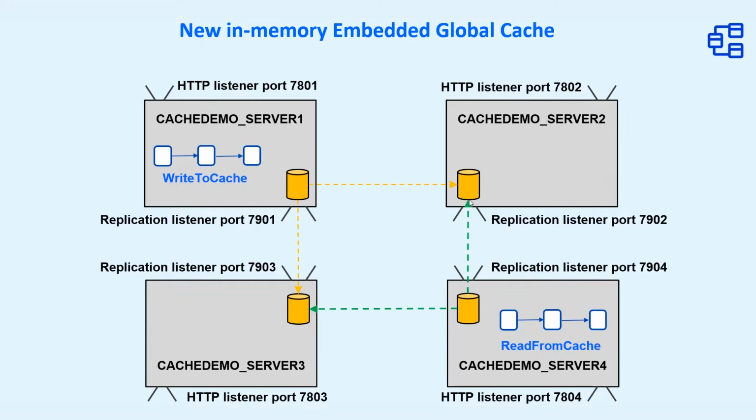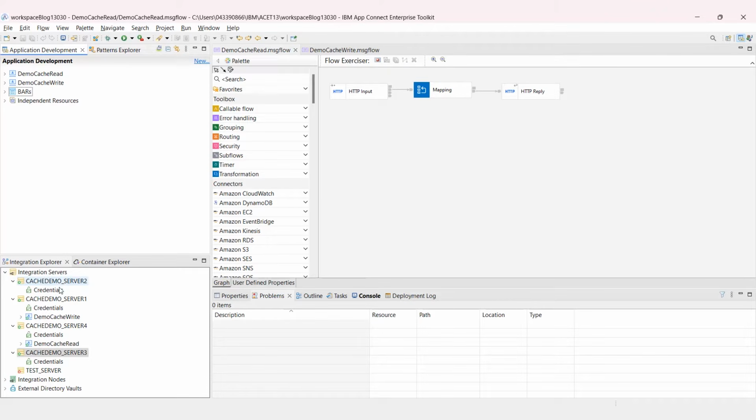Each separate server has a different replication listener defined, running on different ports. Switching to the integration toolkit, we can see each of those servers is already started. The server configuration YAML documents have already been defined, and we have already created a couple of message flows that will be used to interact with the cache.